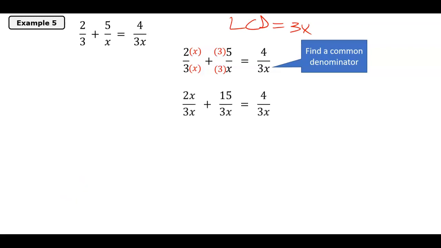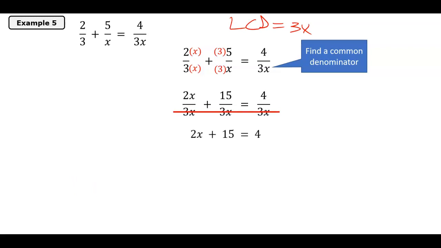All right, check it out. So 2 times x is what? 2x. 3 times 5 is what? 15. All right. So now, since the bottom is 3x, scratch it out. All I care about is the top now, okay? So 2x plus 15 equals 4.